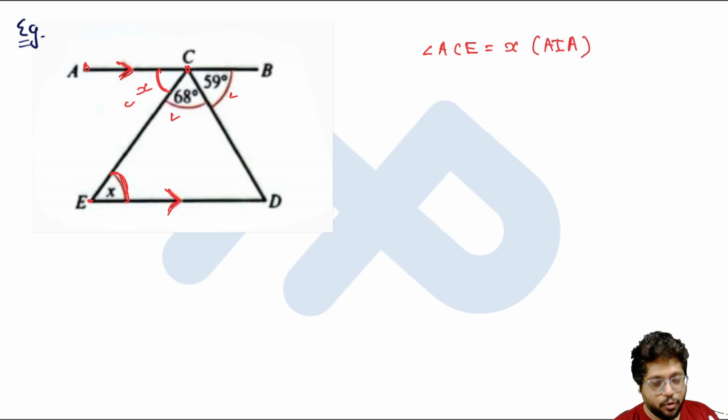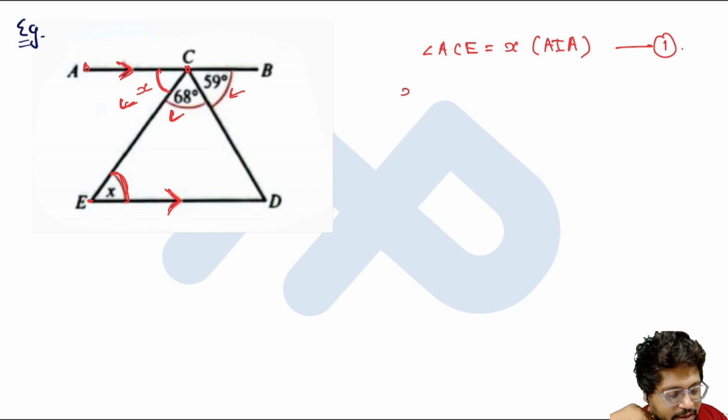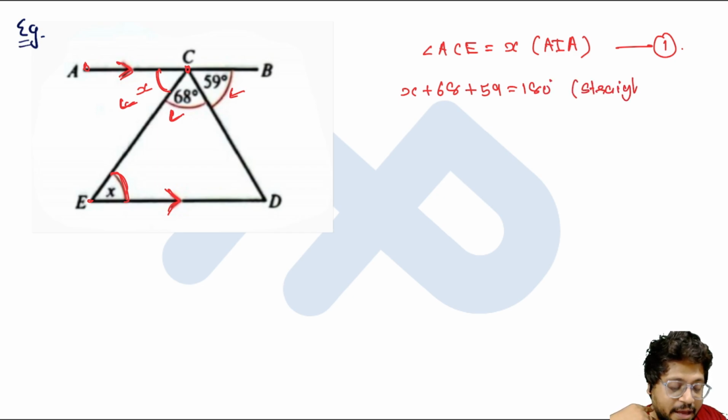In the exam, just write the whole name, alternate interior angles. Here I am just writing the short form of it, but don't keep this kind of short forms in your exam. So angle ACE is x, right? Now this x, this 68 and 59, they add up to 180 because they are on the same straight line. Okay, so I'll write x plus 68 plus 59 is equal to 180, and the reason is straight line. Don't write linear pair here. They are not a linear pair. Pair is used for two angles. This is not a pair, this is a trio. So you'll just write straight line.